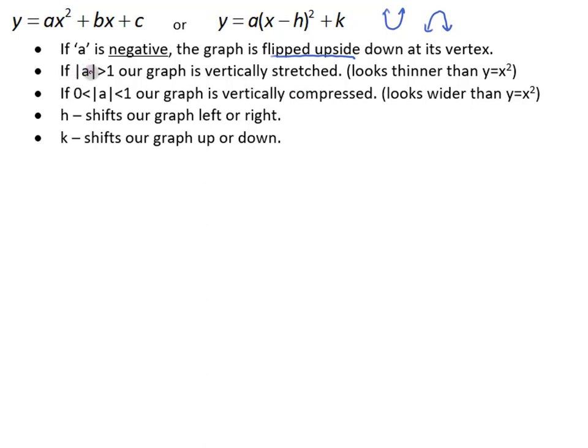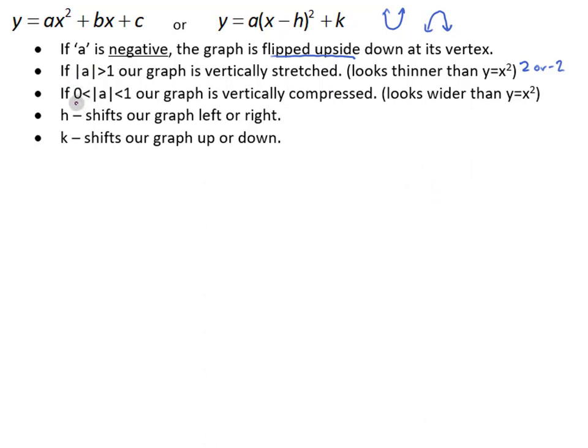If the absolute value of a is greater than 1, meaning if we have any values like 2 or -2, 3 or -3, so regardless of its sign, whether it's positive or negative, if the digit is bigger than 1, our graph will be vertically stretched. If my normal graph looked something like this, and my a value was 2, it would look a little thinner. It would look like it's been stretched vertically. So imagine pulling something so that it stretches in the vertical direction.